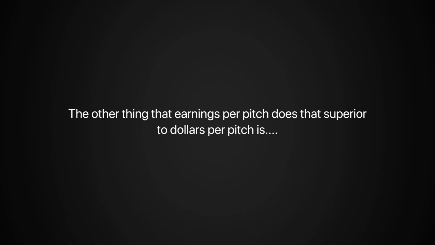So if you have 90 days of data, it's always better to use 90 days of data when looking at something like earnings per pitch or dollars per pitch. The other thing that earnings per pitch does that's superior to dollars per pitch is it takes into account someone might have a similar conversion rate to another closer, but they might be better at collecting paid in full, or they might be better at collecting a prepay and save option, or they might be better at collecting more dollars up front. And as a result, their earnings per pitch will be higher on a similar conversion rate metric.